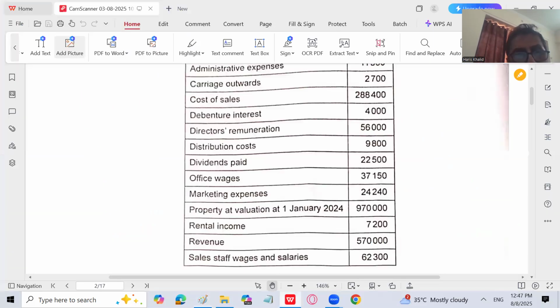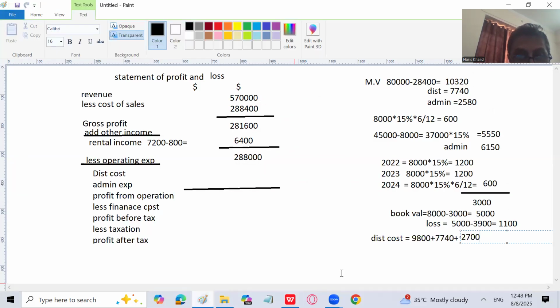This is the way the company accounts are prepared. We make a head of distribution expenses, or selling and marketing expenses, and office expenses or admin expenses. The next cost, which should be part of distribution cost, is marketing expenses, 24,240. And sales staff wages and salaries, obviously, is also distribution cost. Selling and distribution expenses, 62,300. So let me add that first, 62,300.